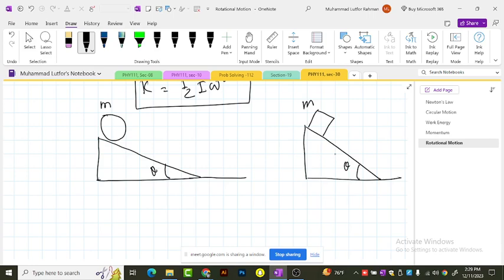Two scenarios. One is if the surface is frictionless, and the second time we'll consider friction. Right. Let's say obviously the frictionless one first. If they are frictionless, which block will come down first? The block or the sphere? Why is that so?